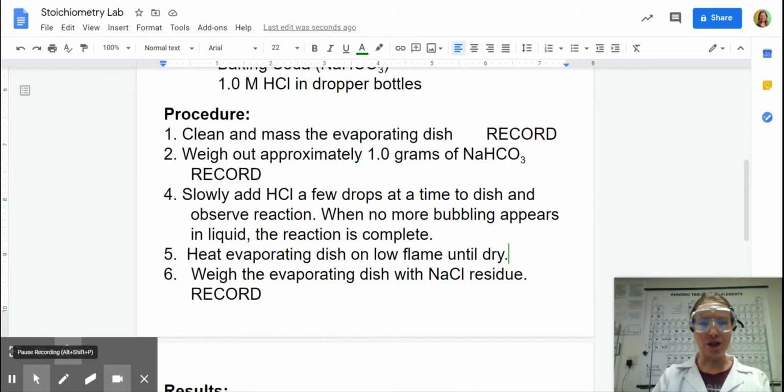For the procedure, we're going to clean and mass the evaporating dish and record that value. We're going to weigh out approximately 1 gram of our baking soda and record that value. We're going to slowly add the HCl a few drops at a time until no more bubbles form, and that's how we're going to know the reaction is done. Then we're going to heat the dish on a low flame until all the water has boiled off. And lastly, we're going to weigh the evaporating dish with the NaCl left inside.